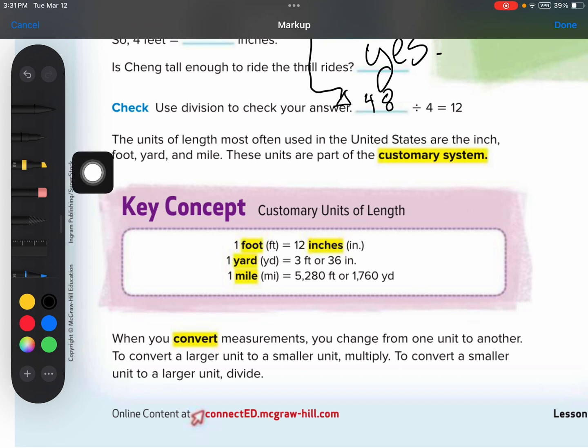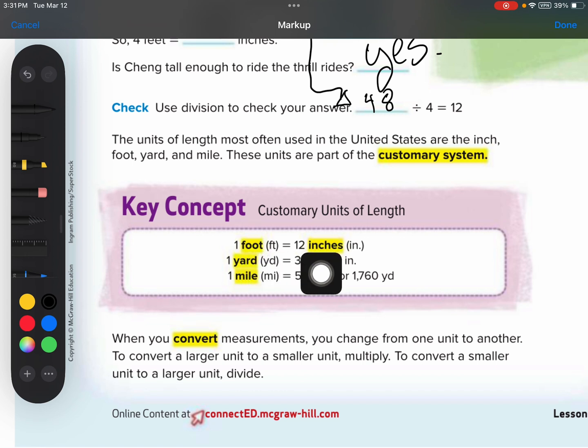The units of length often used in the United States are inch, foot, yard, and mile. These units are part of the customary system. In America, we use a customary system. Around the world, they use a metric system. They think we're nuts. But here's what you need to memorize.